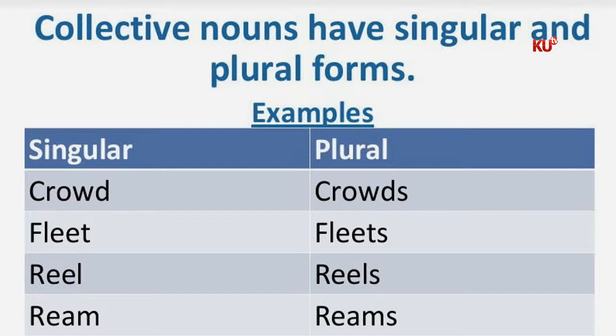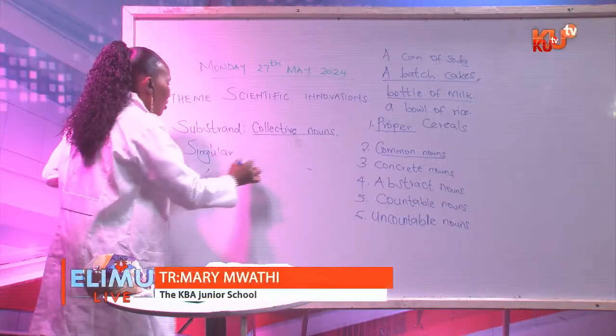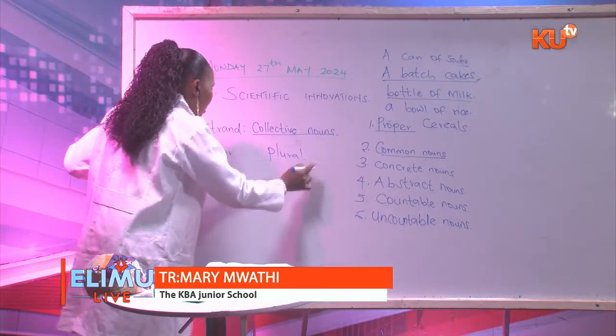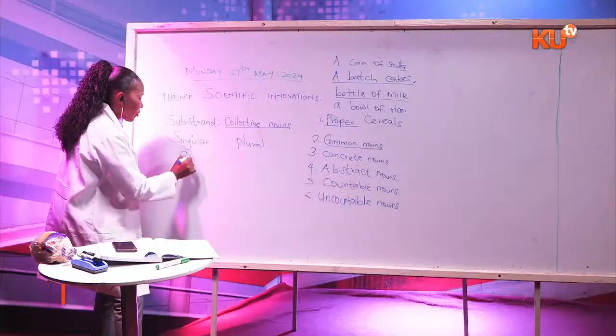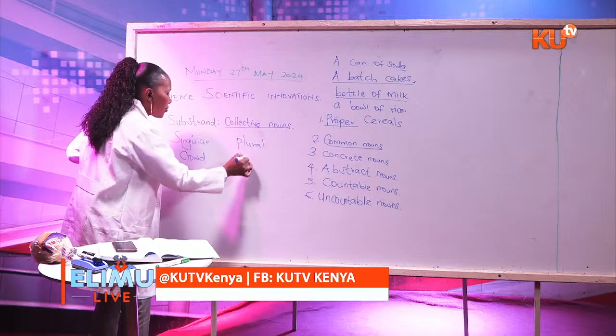Number one, we have the crowd. Crowd is a group of people who are in a place. Maybe they are watching something. We call them a crowd of people. We have the plural for the word crowd. Singular, plural. Singular is crowd, plural is crowds.